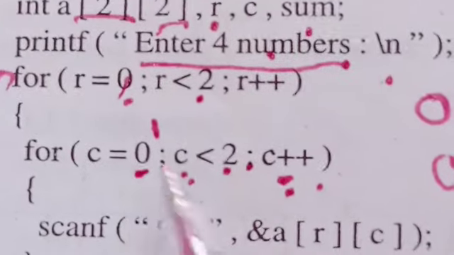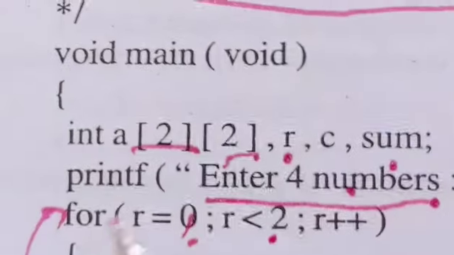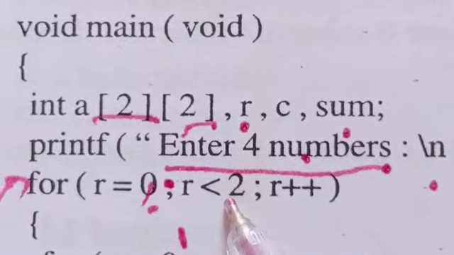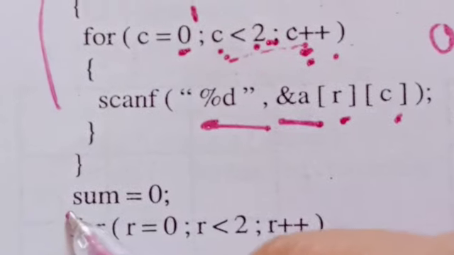Now again c's value becomes 2. 2 less than 2, the condition becomes false. Again the control goes to the outer for loop. Now r's value becomes 2 also. 2 less than 2, the condition becomes false. The control will go to the statements outside the outer loop.